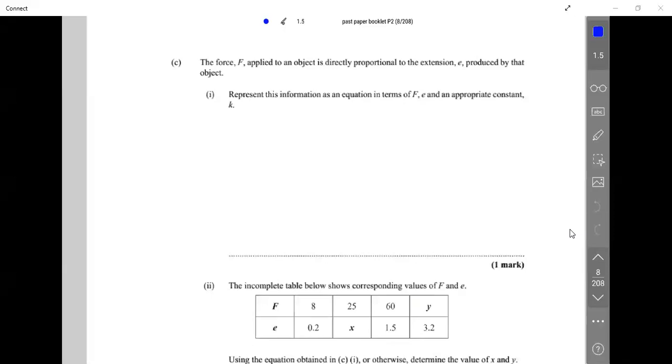So in part I, we're being asked to represent the information as a variation equation. Here, F is going to be equal to K multiplied by E. So that is the answer here. For one mark, F is equal to K multiplied by E.